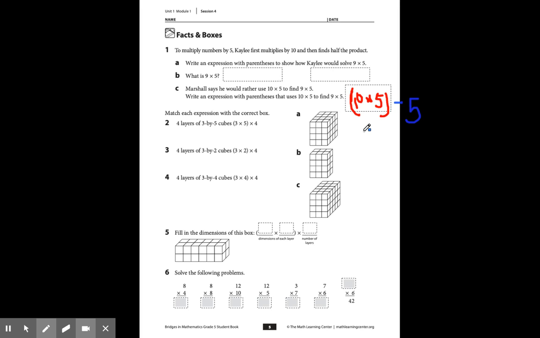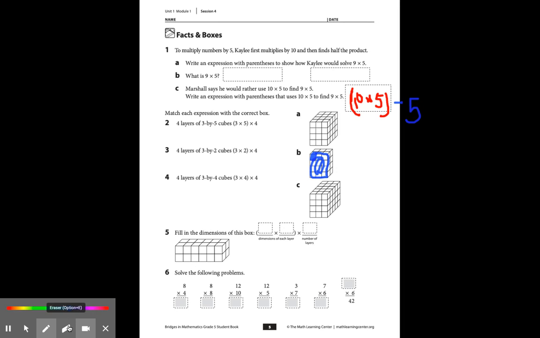All right, match each expression with the correct box. 4 layers of 3 by 5. 4 layers of 3 by 2. 4 layers of 3 by 4. Well, if I look at this, it's a cube right here. It's 3-dimensional, so there's the top right there. That whole thing is a cube. I can't see the side over here. I can't see underneath. I can't see these other sides. That's one whole array of 3 by 4. And there's another 3 by 4 crammed right next to it.